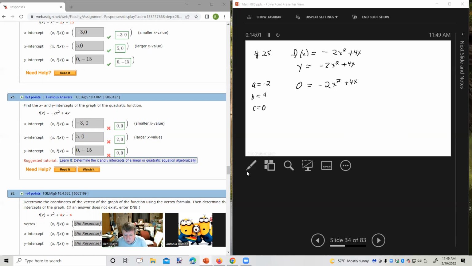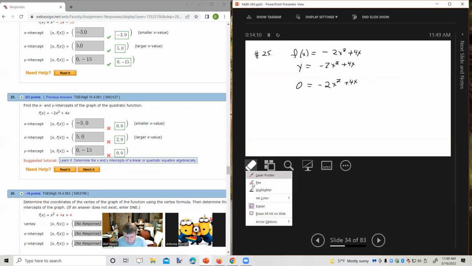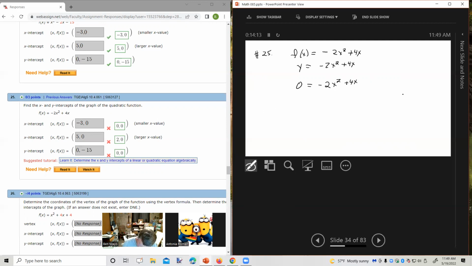Actually, you know what I would do? Let's do what we've looked at in terms of possibilities, and that is to make this nicer first. For instance, we could divide it by 2. Or even better, how about if we divide it by -2? So now I get that. So A is 1, B is -2, and C is 0.